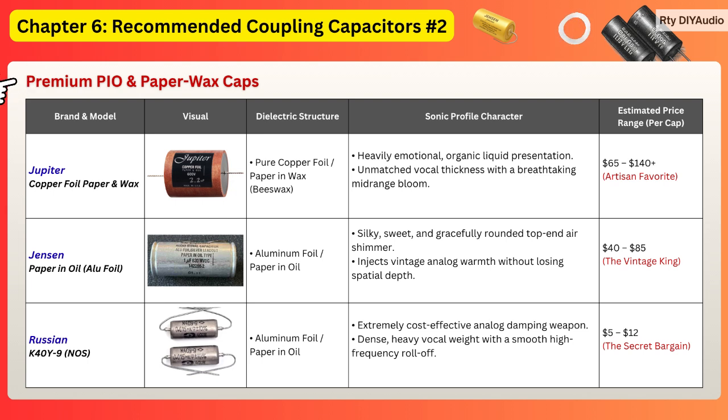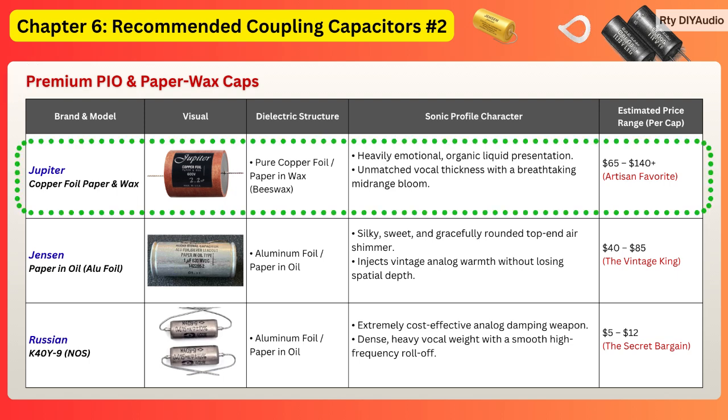In the high-voltage, high-impedance universe of vacuum tube amplifier circuit topologies, these natural organic dielectrics serve as the ultimate coupling choice. Here, we shift our focus down to the highly critical fractional microfarad spectrum, typically between 0.01 to 0.47 microfarads, where these classic structures yield maximum dynamic return without risking motorboating oscillation or grid blocking distortion. Look at the matrix. First, the Jupiter copper foil paper and wax.